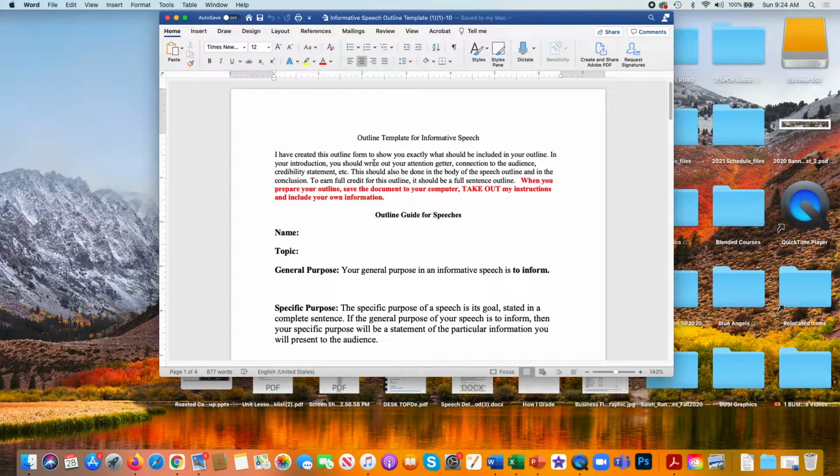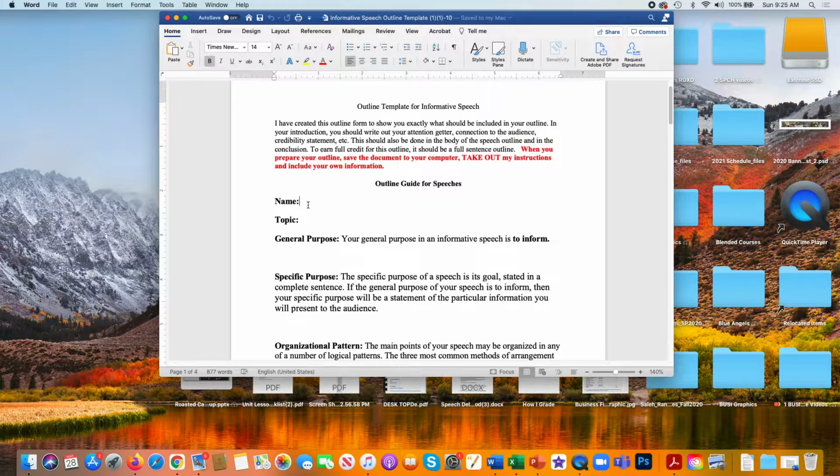It says I've created this outline form to show you exactly what should be included in your outline. In your introduction, you should write out your attention getter, the connection to audience, credibility statement, etc. This should also be done in the body of the speech outline and in the conclusion. To earn full credit for this outline, it should be a full sentence outline. So once you've included your information, I want you to delete the instructions. You just highlight it and delete it. And since it's a Word document, you could go ahead and type in the information. That's what I want you to do.